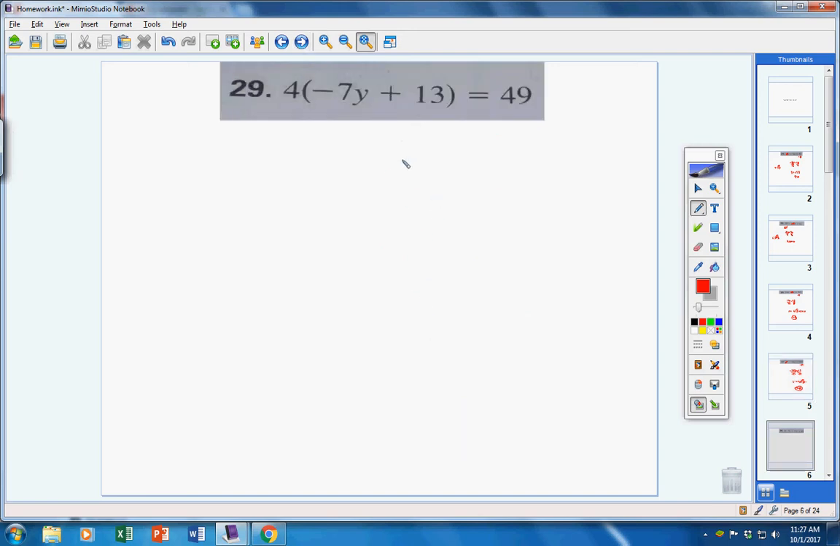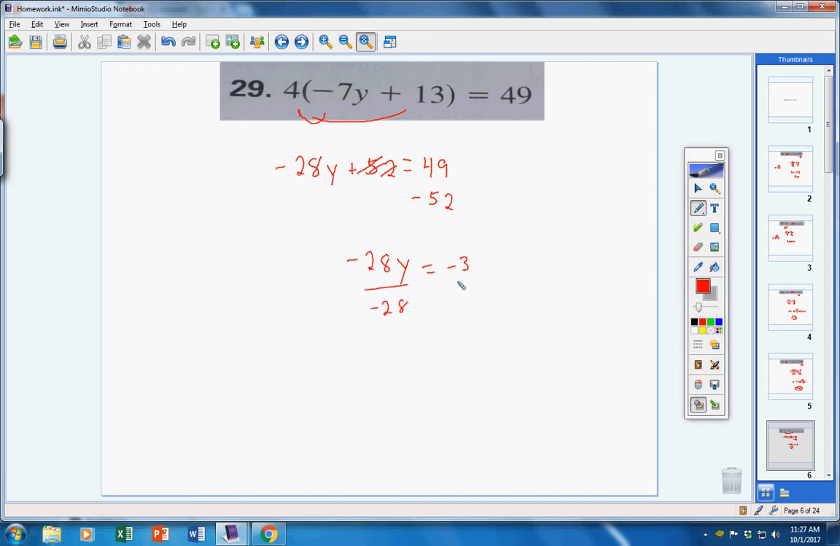Okay, moving on to number 29. Let's simplify both sides. So 49 stays 49. Let's take our 4 and multiply it through here. Positive times a negative is negative. 4 times 7 is 28, 28y. Positive times positive is positive. 4 times 13 is 52. Alright? Eliminate fractions. That's done. Move your variable terms and constant terms to different sides. So we're left with negative 28y equals negative 3.